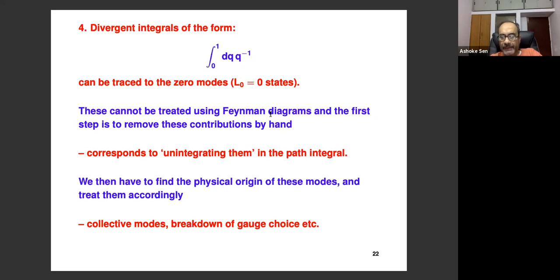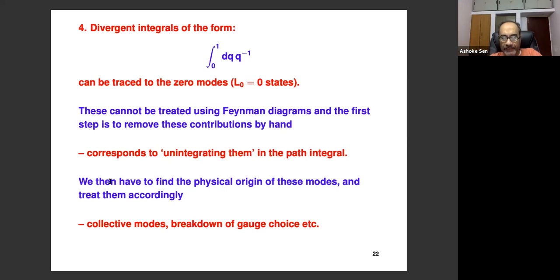So the first step in this analysis will be to explicitly subtract out these divergences, these terms. After you have changed variables to q, whenever you encounter integrals like integral 0 to 1 dq q inverse, you replace this by 0. So this corresponds to unintegrating them in the path integral. This means that whatever variable you integrated to produce these 1 over zeros, we are unintegrating them. We don't want to do those integrals using Feynman diagrams.